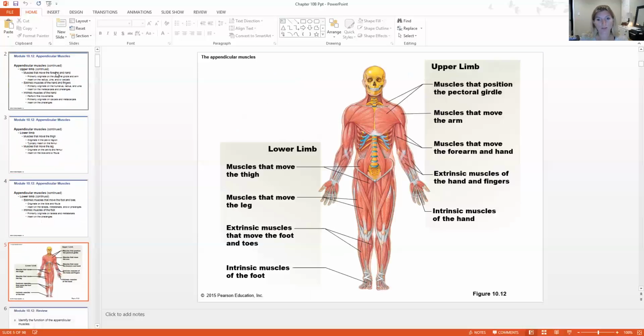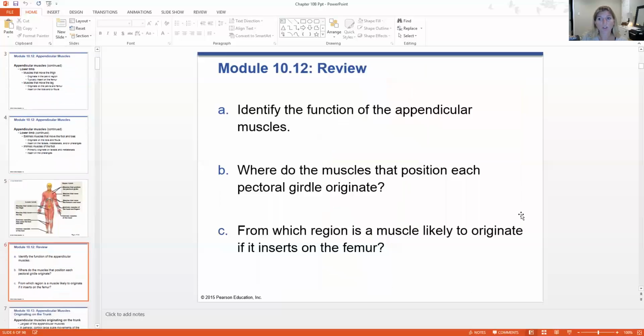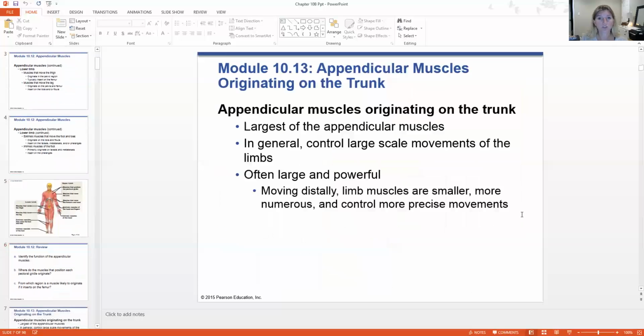Here are those muscle classifications. Notice how even some of these very large muscles, even though they look like they're mostly in your core, abdomen, or trunk area, are still considered part of the appendicular muscles by where they insert. You can pause the video here, go back and answer these three questions.